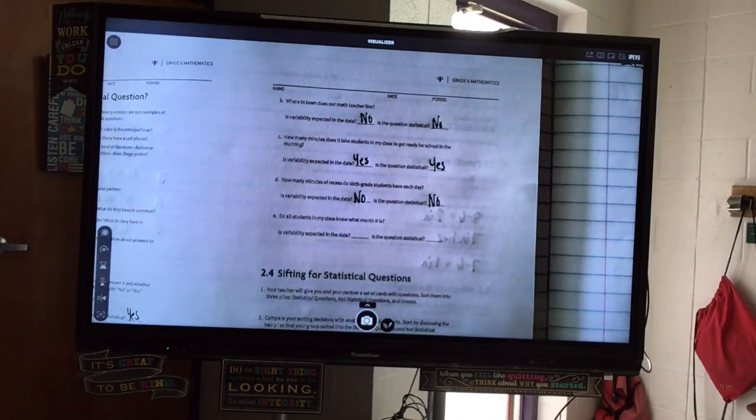So, any variability? Yes. What month is it? Look at my watch. What month is it? I originally thought it was February. March. March. March. Well, that's because you just told us. That's cheating. It says it on the board though.